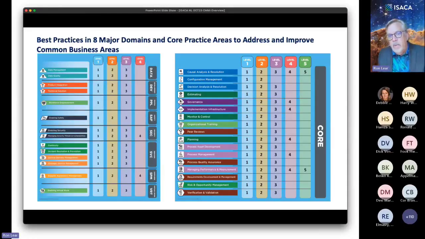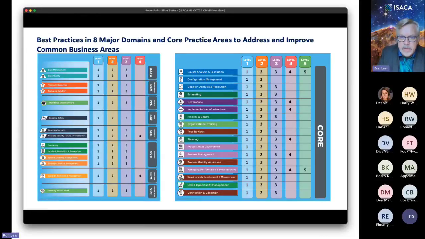On the right are what I was just referring to. It's the core set of best practices that pretty much most organizations need to do if they're doing basic things like development, safety, security, data management, etc. So you can see this list. We have everything from causal analysis and resolution, configuration management, risk and opportunity management down here at the bottom. We have process management, process asset development, estimating, planning, monitor and control.